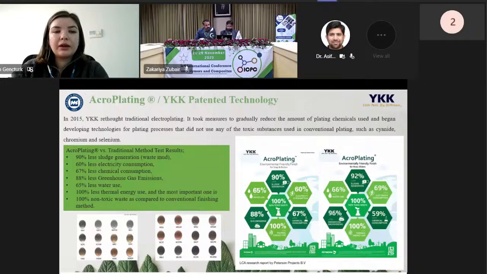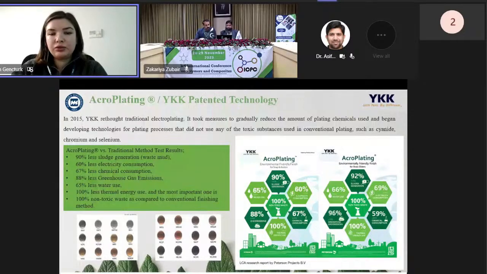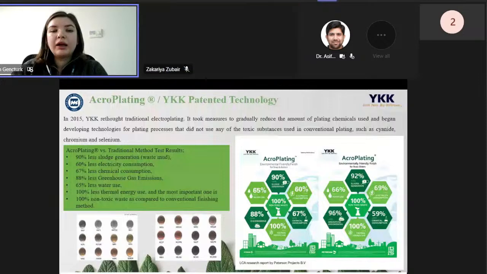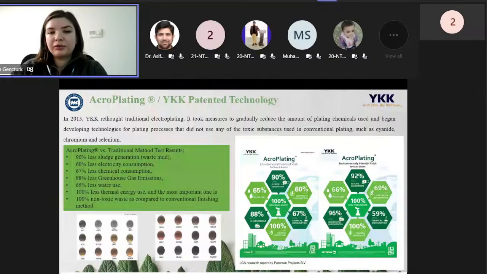In response to these negatives of the traditional process, I would like to introduce you to YKK's method that contributes to sustainability. In the previous slide, I mentioned YKK's sustainable philosophy. Acrylating technology is part of the effort to achieve this vision across 4 themes. They are climate, resource, water, and chemicals.